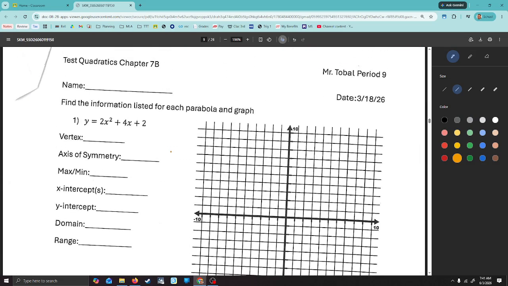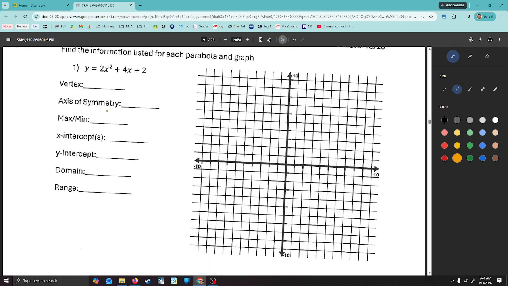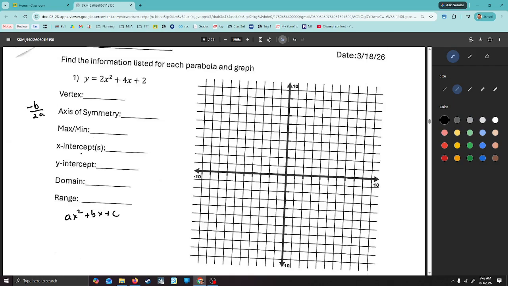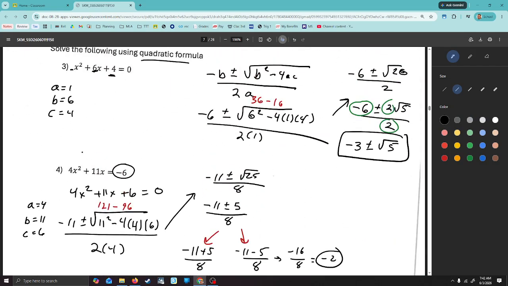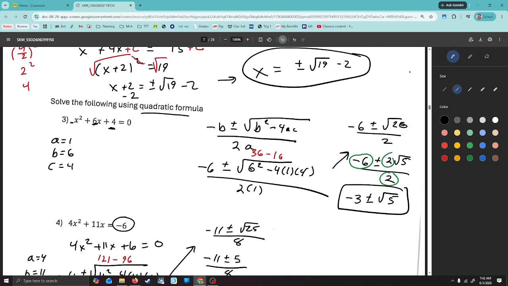All right, next one. We're on the next test, which was graphing quadratics. A couple of things. So this is the standard form. The standard form, just a reminder, is ax squared plus bx plus c. Before I do the vertex, I find the axis of symmetry. To find the axis of symmetry, it's negative b over 2a. If you remember, negative b over 2a is just the outside of the square root in the quadratic formula. The inside is the discriminant. The outside will get you the axis of symmetry.